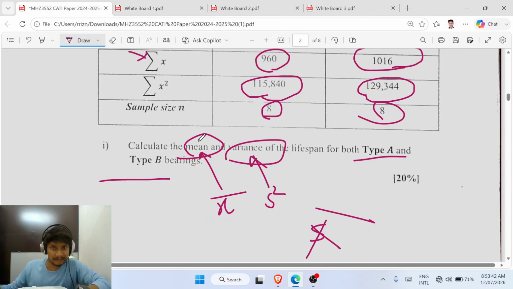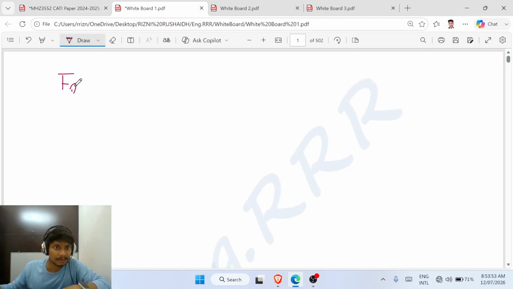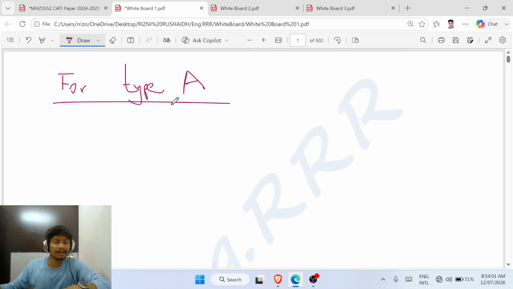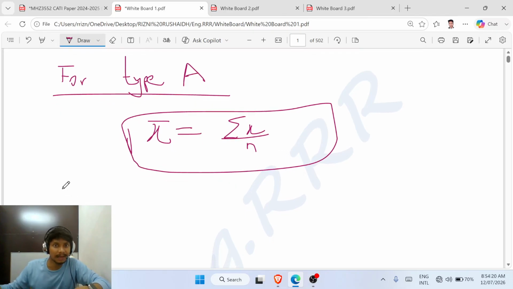Now we are going to find the mean first, and first for type A. Now we are going to find the mean and variance for type A. What is the equation for mean? X bar is equal to sigma x divided by n. This is the common equation to find the mean.